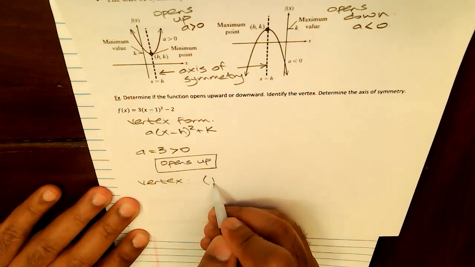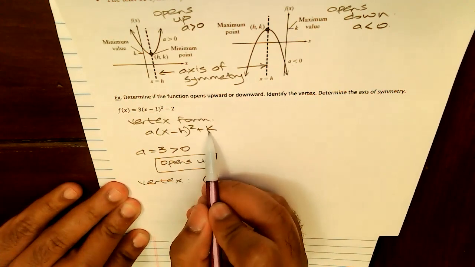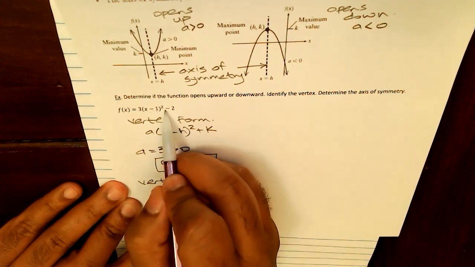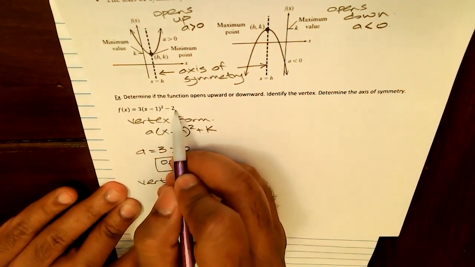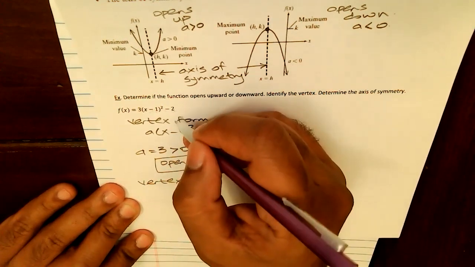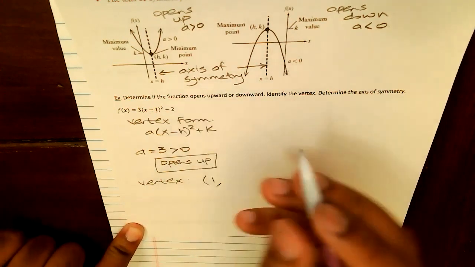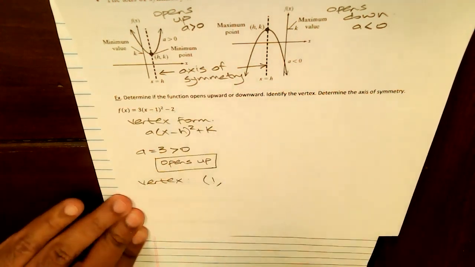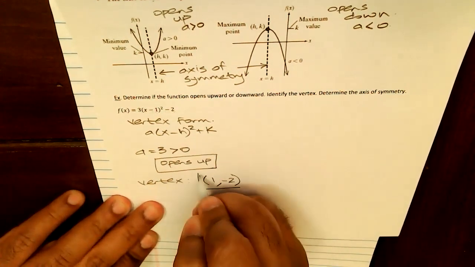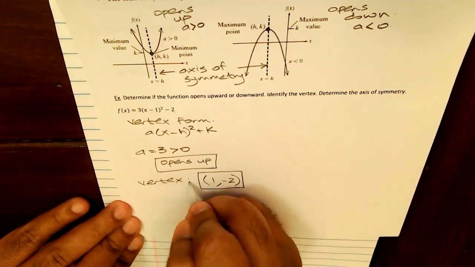So my vertex, the x value for my vertex is going to be 1. And then the y value for my vertex is the value of k. So in this case here, k is -2. So when you have a number on the outside and you're subtracting, as far as transformation goes, this tells you that your graph is going to shift down. When your graph shifts down, that is in the negative side. So the -2 here is going to stay as -2. So my vertex is going to be the point (1, -2). That's the ordered pair for it, okay?